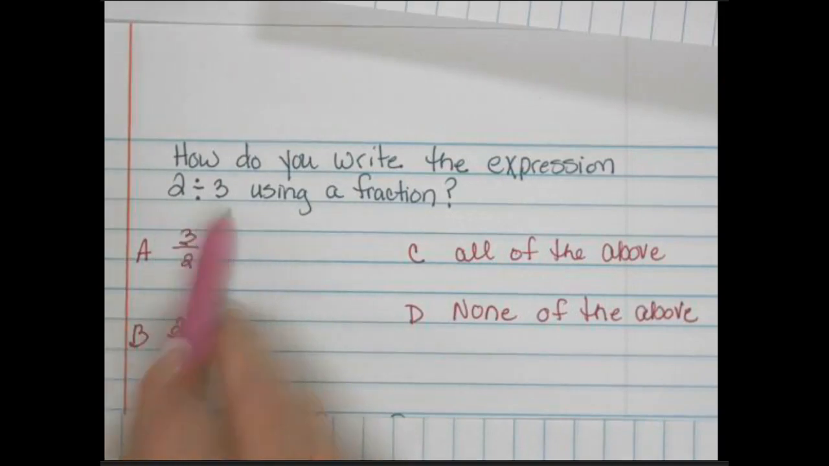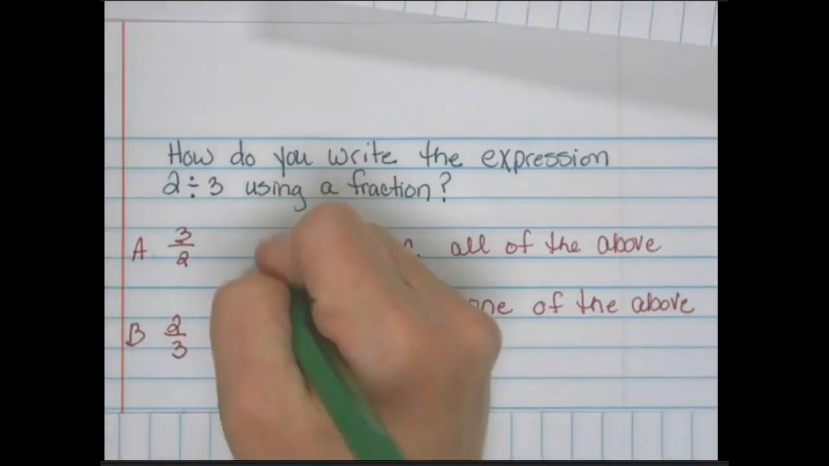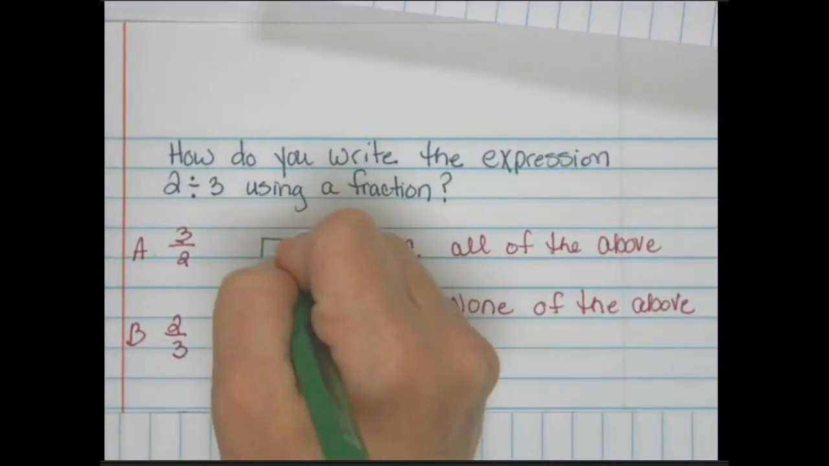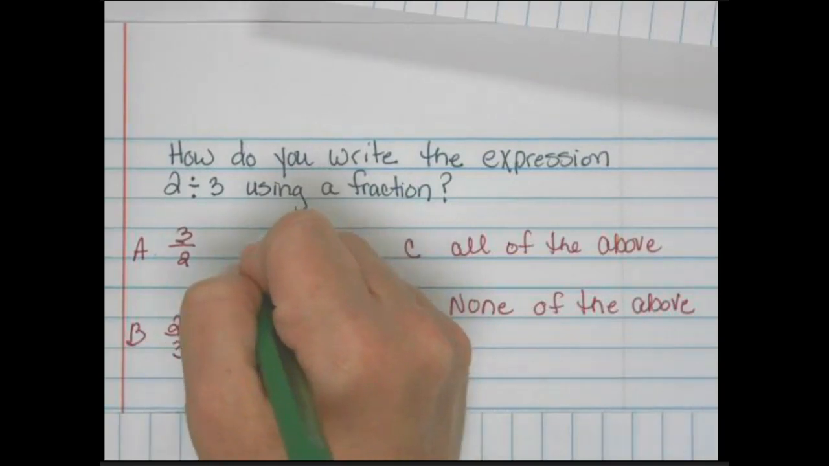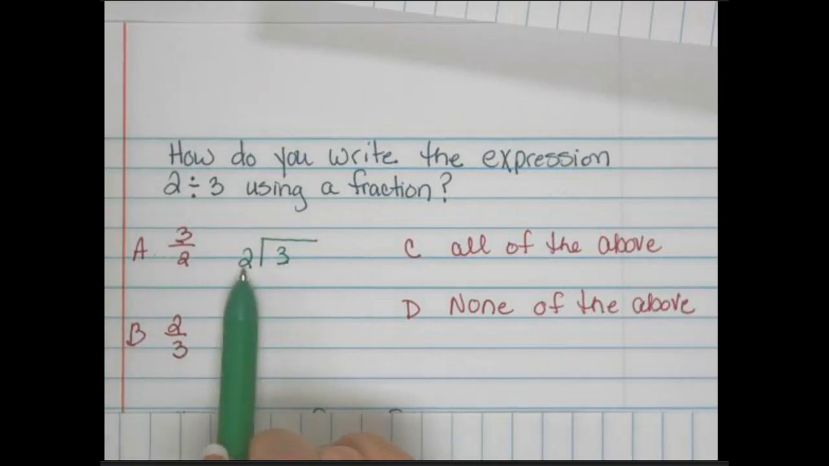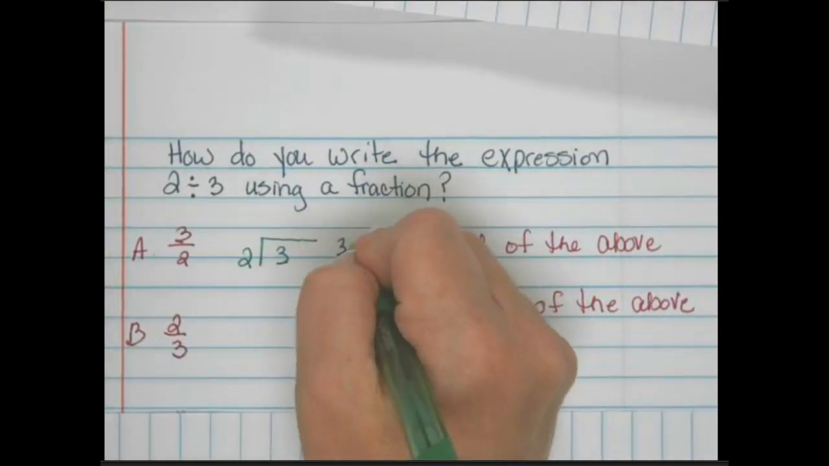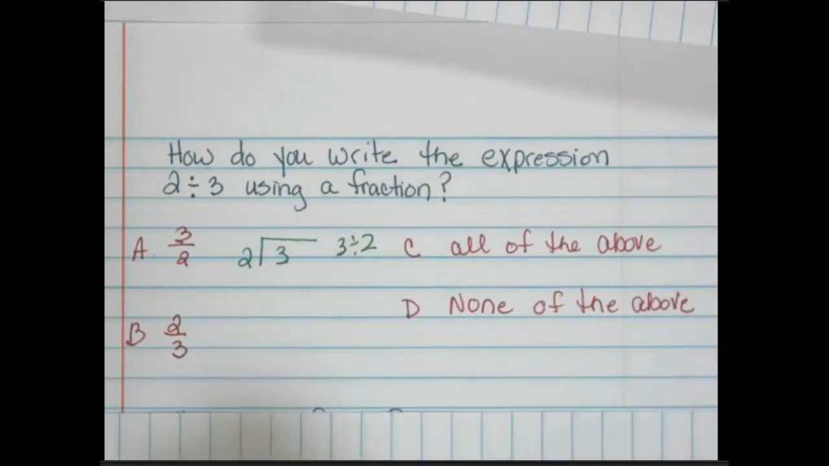This is 2 divided by 3. When we write this as a division, 3 goes in the house and 2 goes on the outside. We're taking 3 and dividing it into 2 groups. So this is 3 divided by 2. That is not our answer.